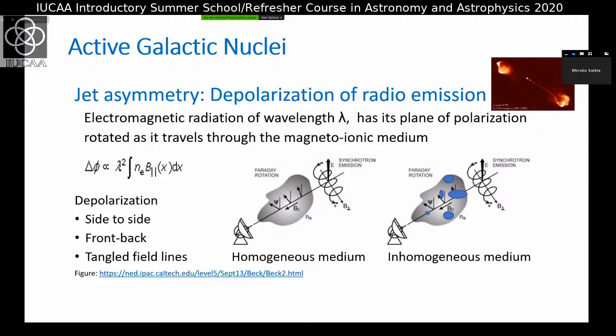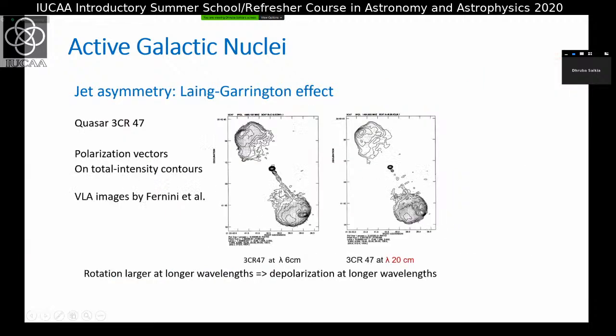So what you expect is as follows. The lobe which is traveling away from us, through the interstellar medium of the host galaxy, will get depolarized much more when you average it out, compared to the one which is approaching you. Now, these are two images of a quasar called 3C47. 3C is the third Cambridge survey. I've shown you two images as contour plots, one at a wavelength of 6 centimeters on the left-hand side, and one at 20 centimeters on the right-hand side.